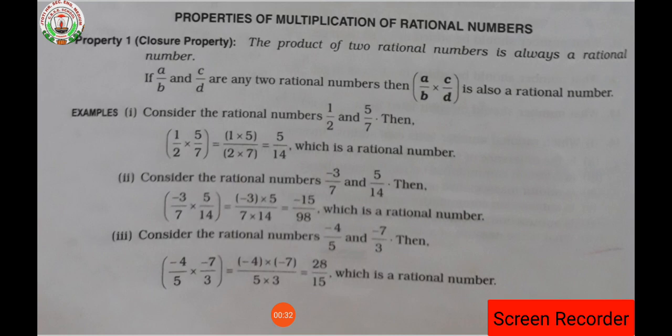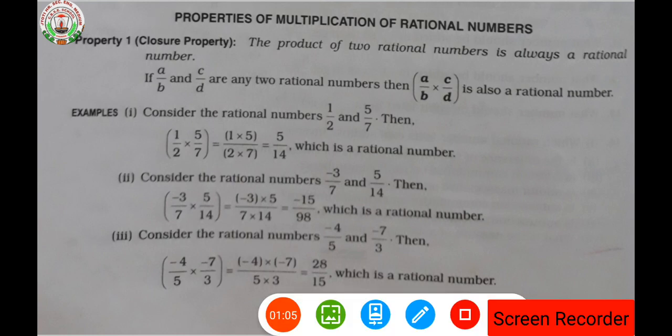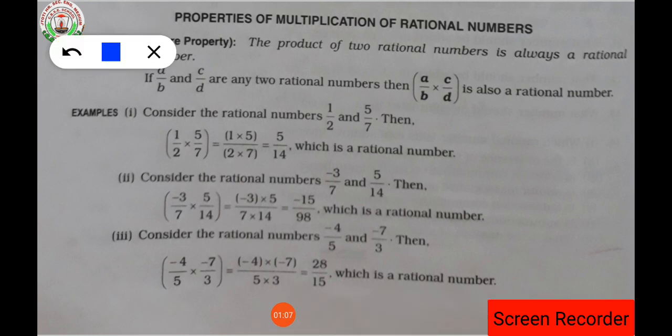Clear? So students, similar to the addition property, here also the closure property exists, associative exists, commutative exists, multiplicative inverse exists, then multiplication by 0 exists, then the distributive property under addition. So this kind of property exists under the properties of multiplication of a rational number. Okay, so here we are going to deal with all the properties one by one. So first is the closure property.